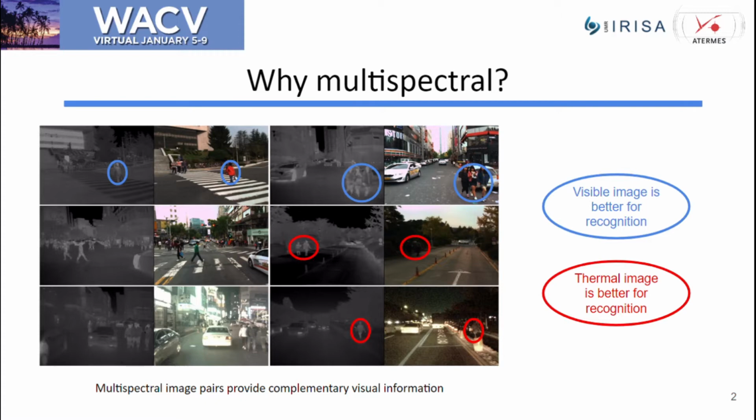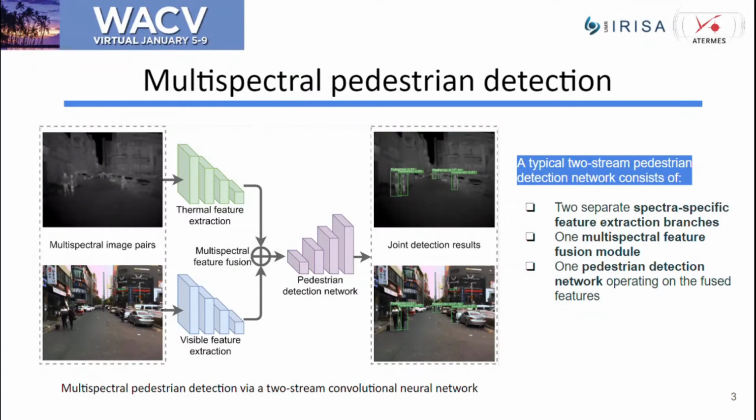An adaptive fusion of thermal and visible features should take such complementarity into account and should locally identify and leverage the information from the most relevant modality. In this work, we focus on the multispectral pedestrian detection task. Nowadays, deep learning-based methods, more specifically two-stream convolutional neural networks, largely dominate this field. A typical two-stream pedestrian detection network consists of two separate spectral-specific feature extraction branches, a multispectral feature fusion module, and a pedestrian detection network operating on the fused features.